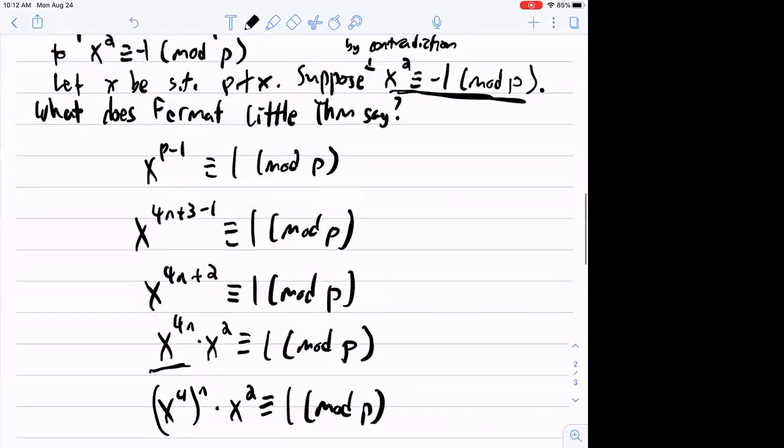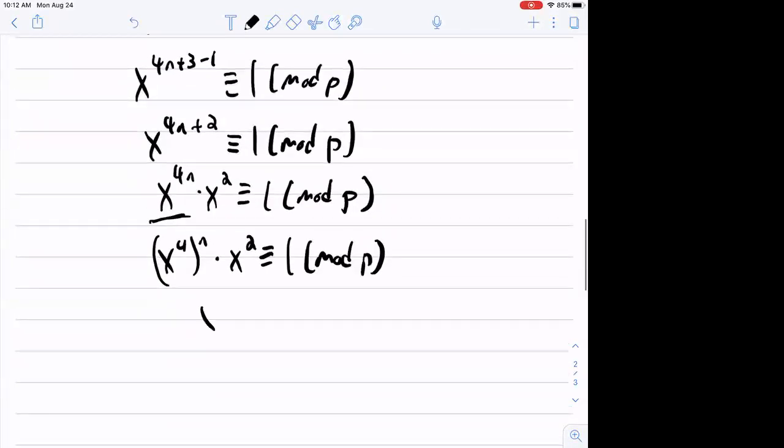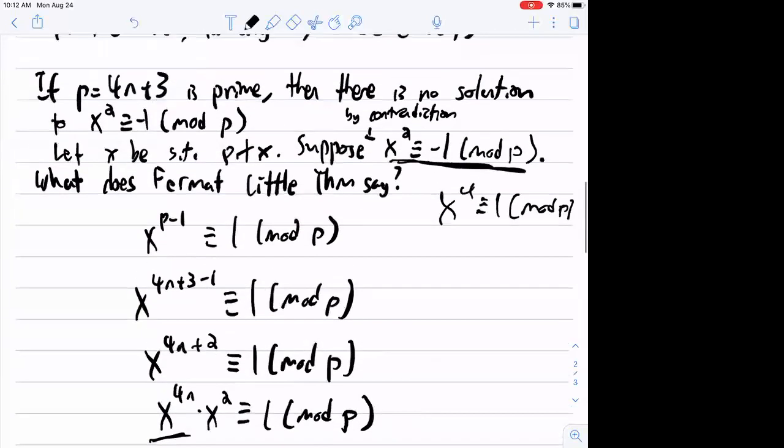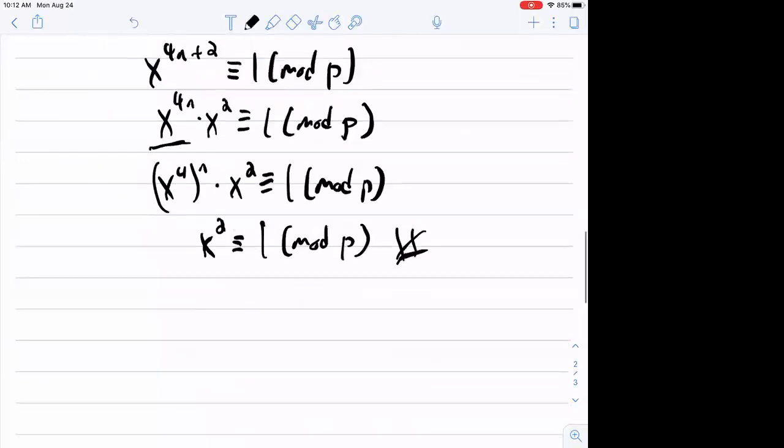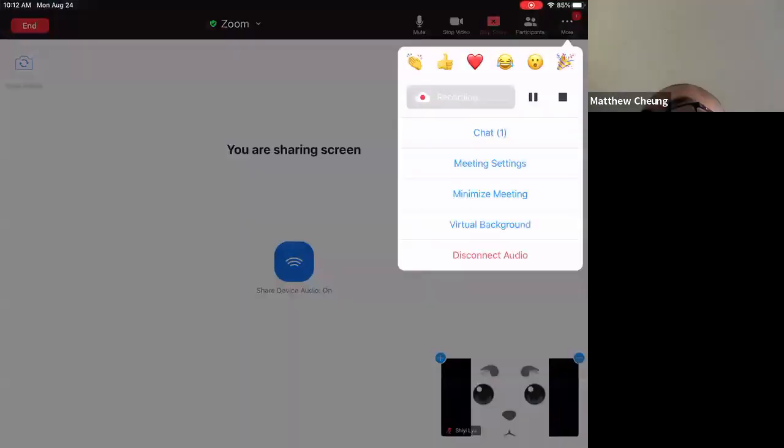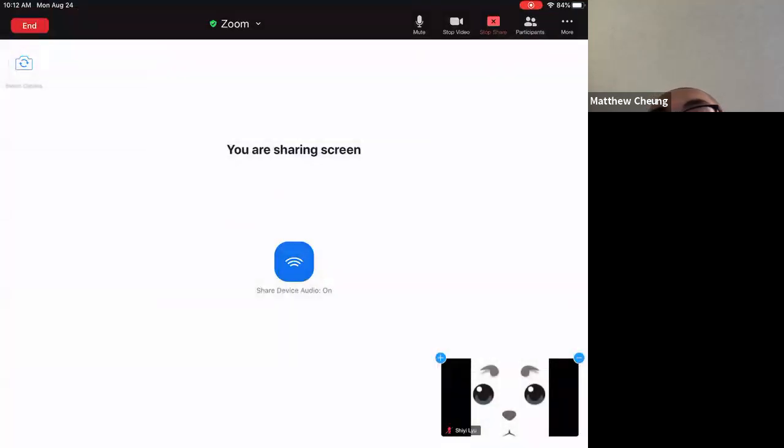So x to the 4th is congruent to 1 mod p, but that means this is just x squared congruent to 1 mod p, right? And that's a contradiction, right? Because we had x squared congruent to -1 mod p and x squared congruent to 1 mod p. You can't divide by p and have two different remainders for the same number, right? So contradiction. Everyone clear so far? Everyone see how?